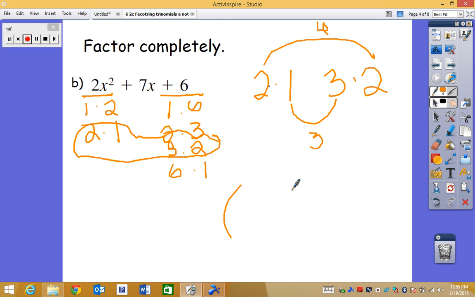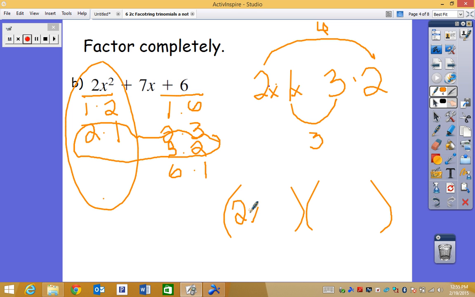So then when I write that as my answers, these were my x terms. So those each get an x. That came from this column right here. These are all my possible x's. So that's 2x and 1x. Now again, the 3 is going to go in the first spot and the 2 is going to go in the second spot since it's the first number and the second number.